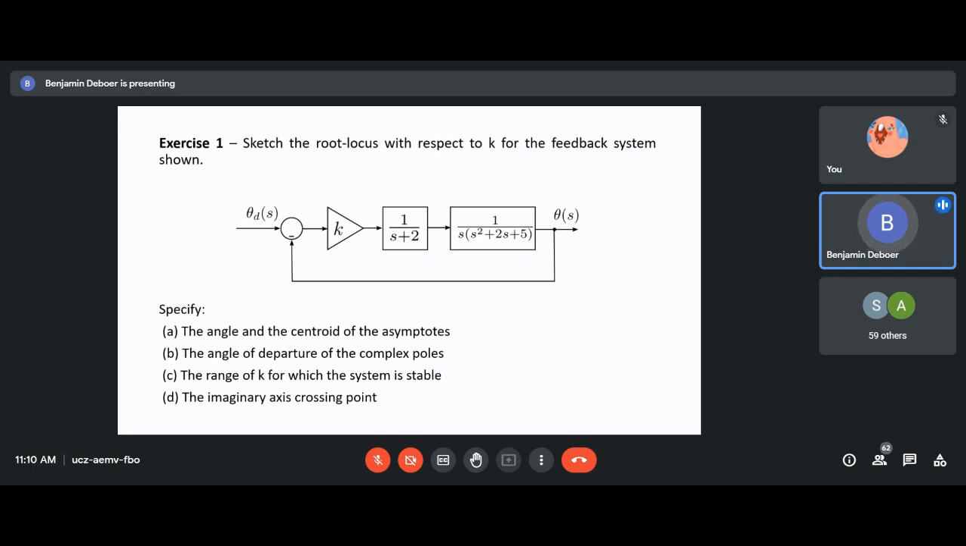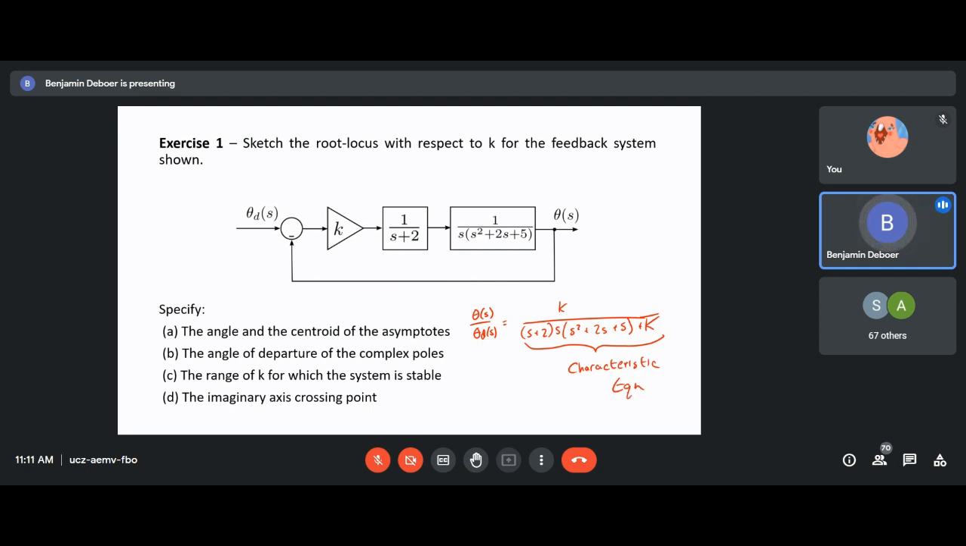Okay, so to get started, we have this system here with a unity feedback. And so our full equation of the system is going to be k(s+2) over s squared plus 2s plus 5, and then plus k. And right here, as we used last week with our Routh arrays, this is our characteristic equation. And that gives us a good starting point.